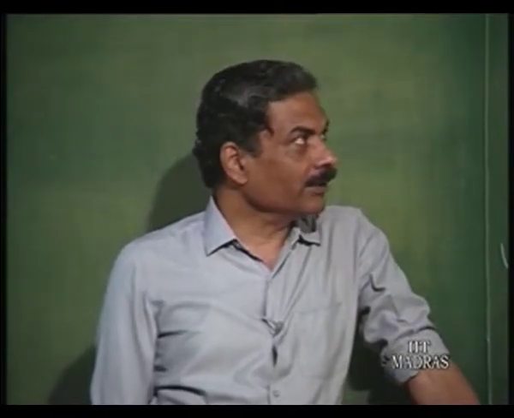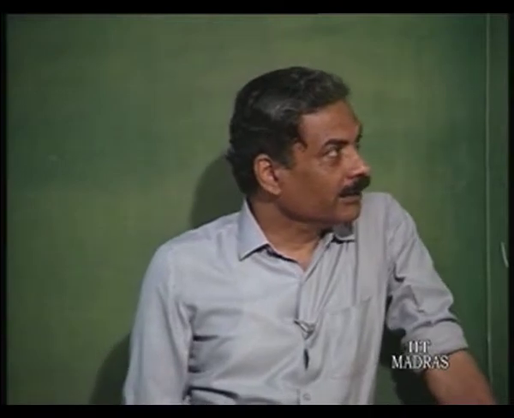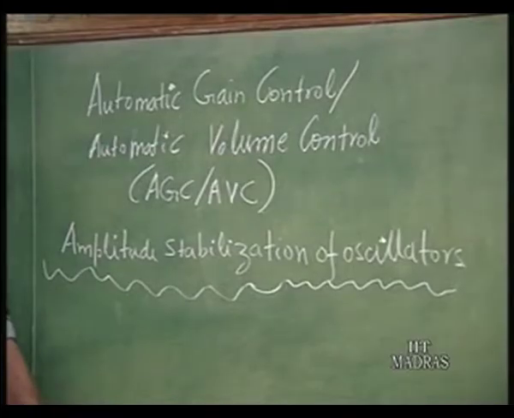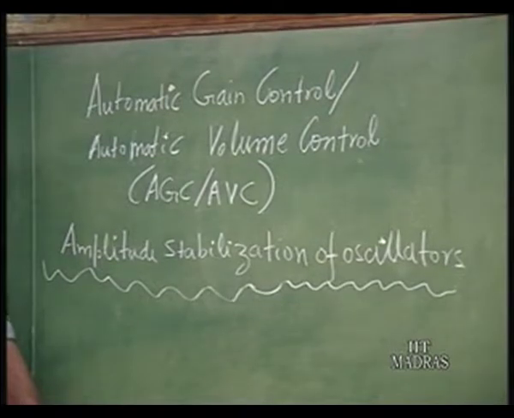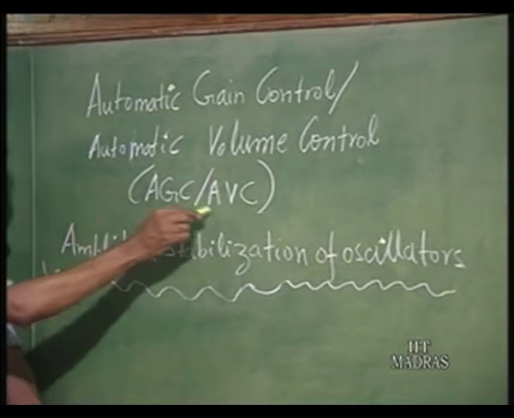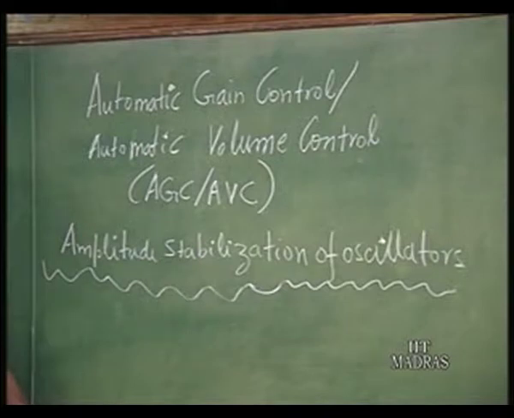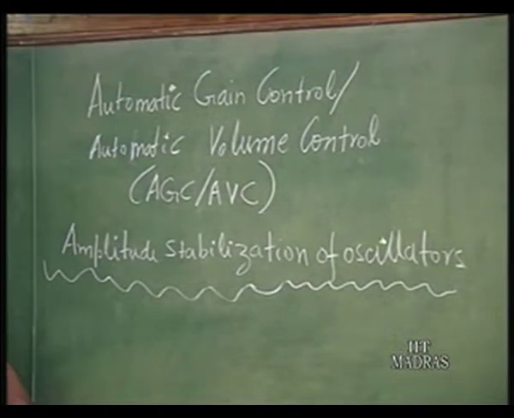Similarly, we are going to now discuss what is called an AC voltage regulator, or I would call it an automatic gain control system. It is popularly called automatic volume control, AGC or AVC, or in another application it is also termed amplitude stabilization of oscillators. The output amplitude of the oscillator is maintained constant at a certain value.